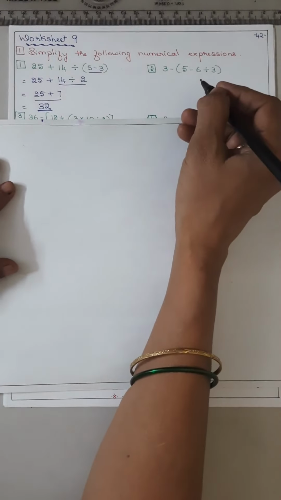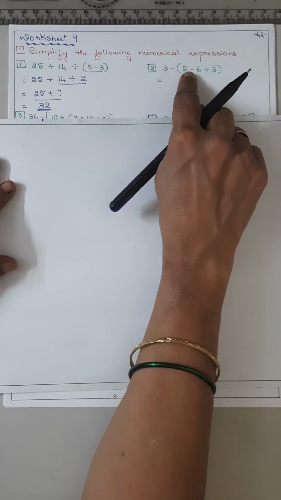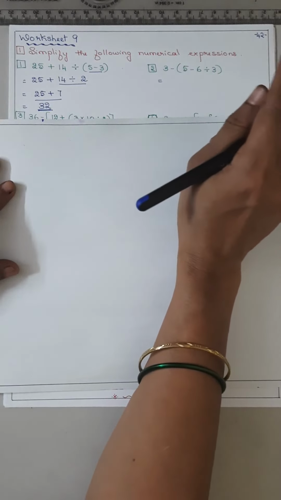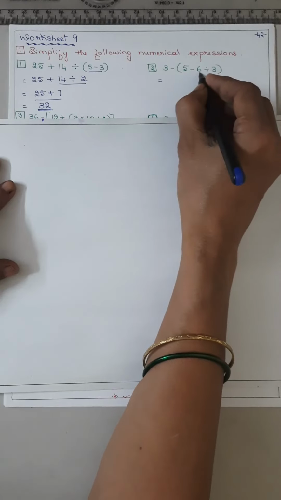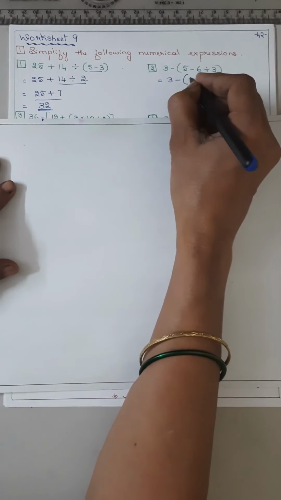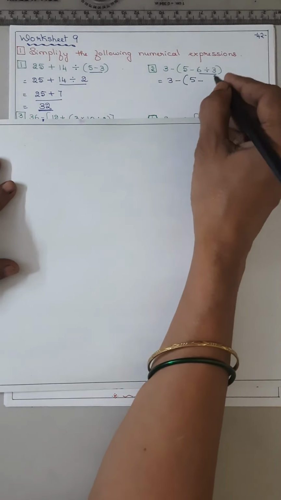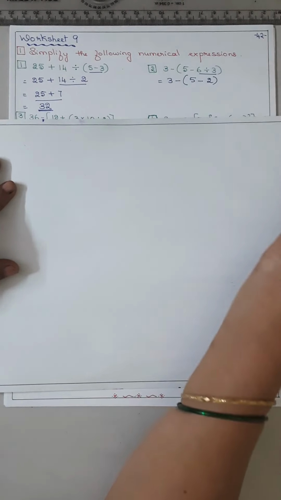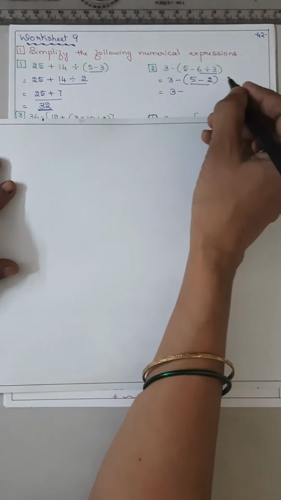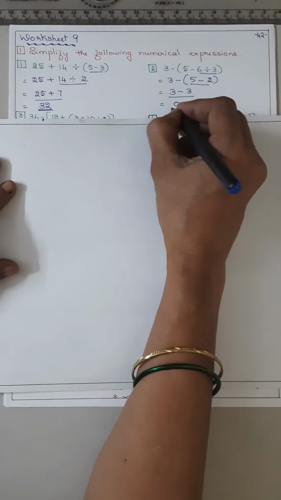Okay. Now coming to the second sum. Within the bracket, subtraction is there, division is there. Within the bracket, again we have to think of the DMAS rule. So underline division. So it is 3 minus bracket 5 minus 6 divided by 3, how much? 3 twos are 6. Now underline 5 minus 2. So 3 minus 5 minus 2 is 3. Underline 3 minus 3. Answer is 0.